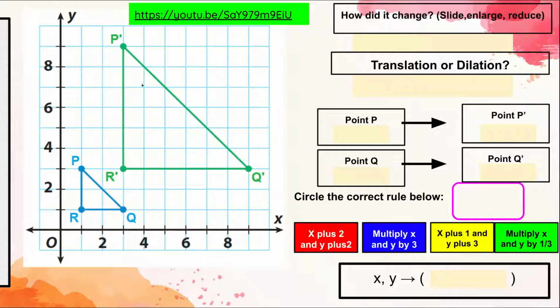How did it change? So looking at this image, this blue one to the green one, how did it change? Did it slide? Did it enlarge? Did it reduce? In this case, it enlarged. And how do I know? Because P is the old, P prime is the new. So we started here and went there.